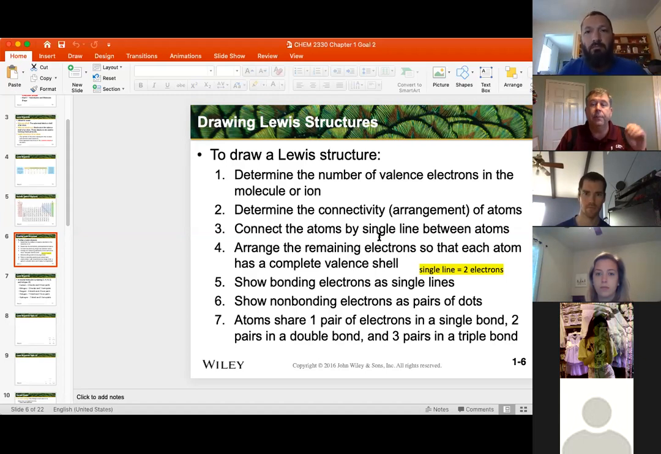You're going to connect the atoms with a single line between the atoms. Okay, that's showing that those atoms are fixed in space and attached to each other. And then we're going to arrange all the electrons around all the other atoms.